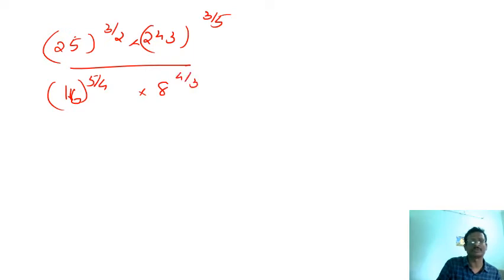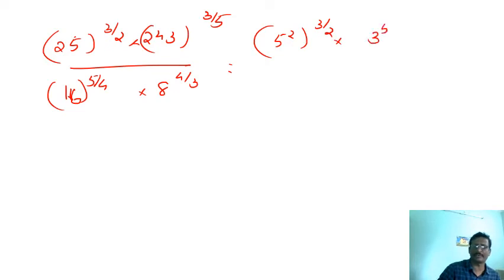So how to do this question? This is a last year question paper. So 25 you can write as 5 squared, the whole raised to 3 by 2. 243 you can write as 3 raised to 5.